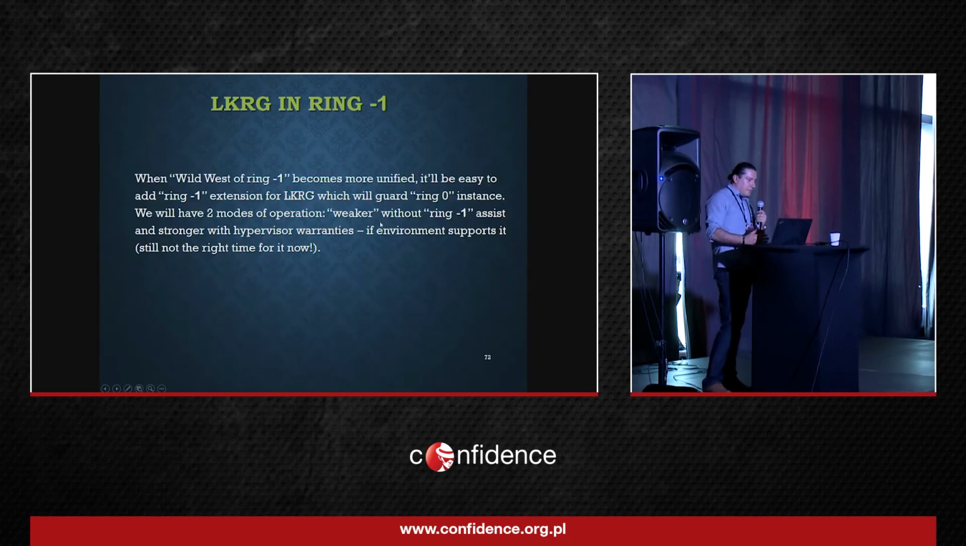But as I said, when the Wild West of the ring -1 world becomes more unified in Linux, it will be very easy to add a ring -1 extension of LKRG, which will guard the ring 0 instance. So we'll have exactly the same instance as now, and if the hypervisor becomes more unified, there will be an extra module of LKRG, which will, from the hypervisor, guard the current LKRG in ring 0. And it will solve the problem. So we'll have two modes of operation, weaker and stronger, depending on whether the hypervisor exists or not. But I still believe it's not the right time to do it now.